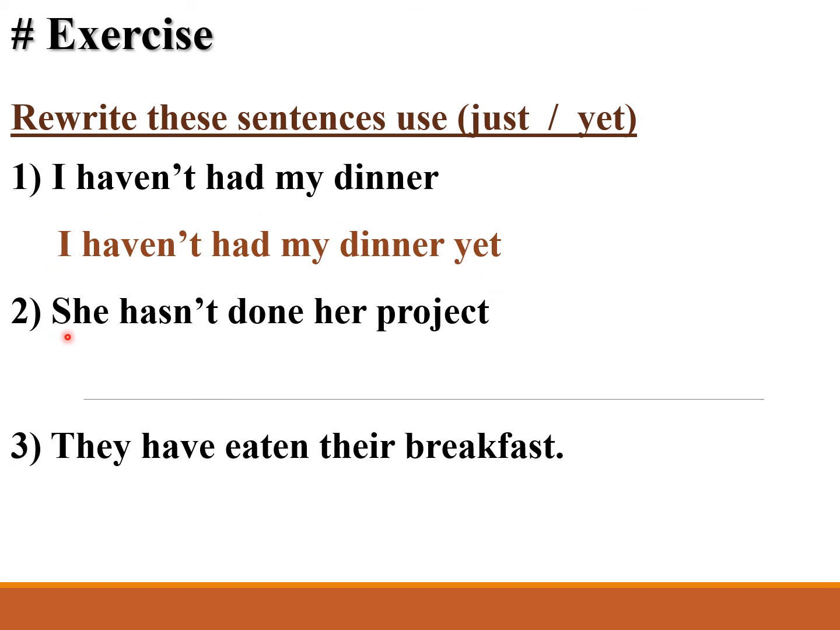The second one, she hasn't done her project. Also here we have a negative sentence. She is singular, so we use has with not. Done, this is verb past participle, her project. So which keyword do we use in this sentence, just or yet? Excellent. Yet. She hasn't done her project yet, and we put yet at the end of the sentence.